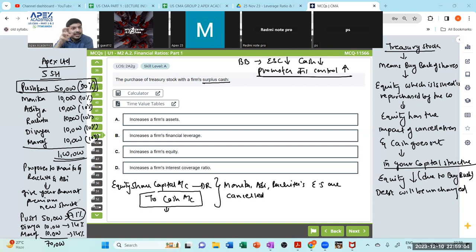What happened? Equity. I bought you out. So what happened over here? Is there an increase in the firm's assets? No. The cash is reducing. Increase in the firm's financial leverage? Yes, as equity is reducing and debt is unchanged.